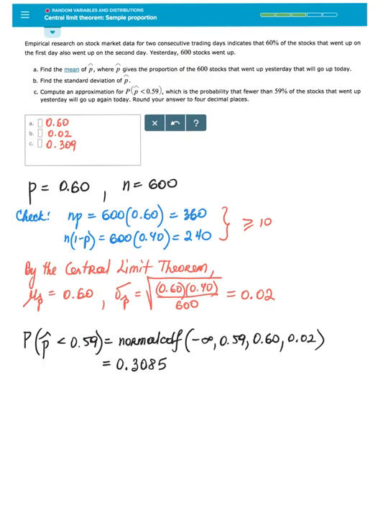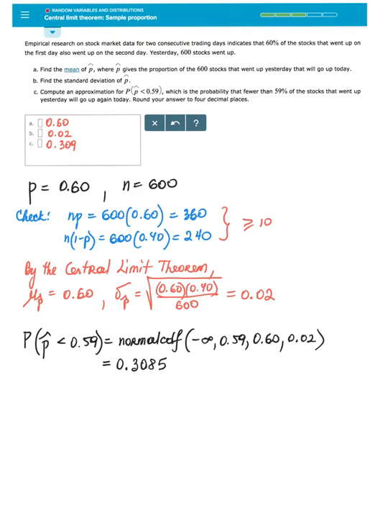Here is one more example. Empirical research on stock market data for 2 consecutive trading days indicates that 60% of the stocks that went up on the first day also went up on the second day. Yesterday, 600 stocks went up. What do I know? I know that the proportion in the population is 60% or 60/100th. The sample size is 600 because we are considering 600 stocks that went up yesterday.